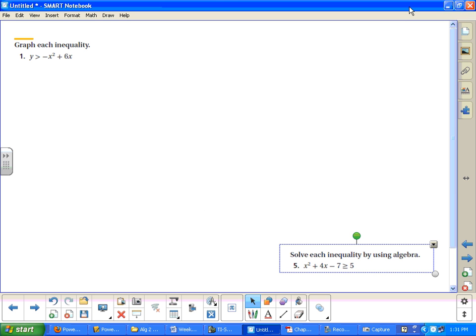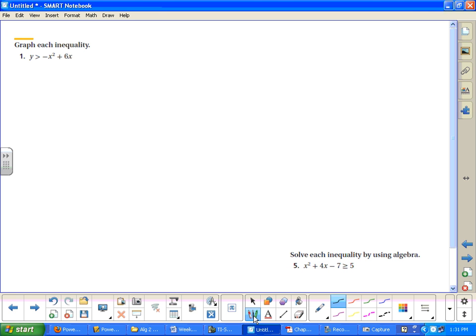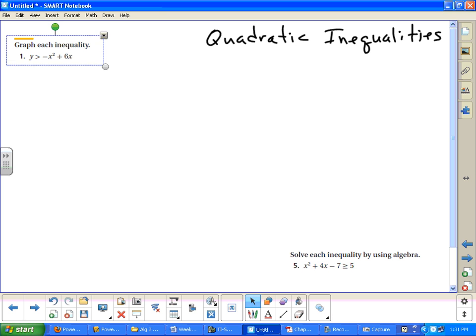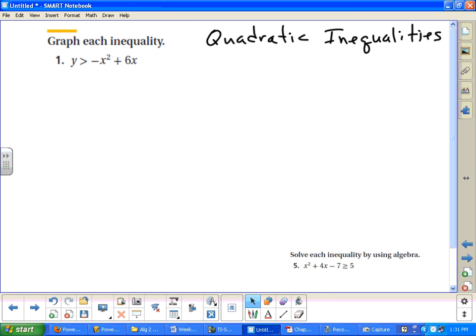Okay, so lesson 5.7 was working with quadratic inequalities. And we did two things with those quadratic inequalities. One was graph them, which meant we had to do some shading. And the second thing we did was actually solving the inequalities, where we actually found a solution set that would be on a number line.